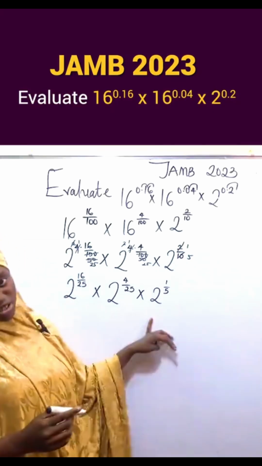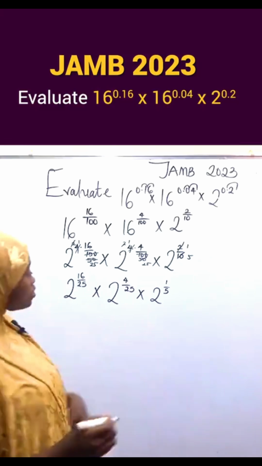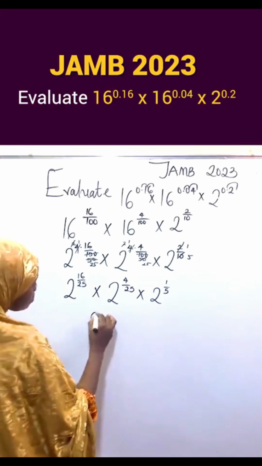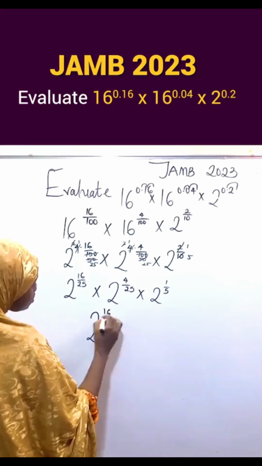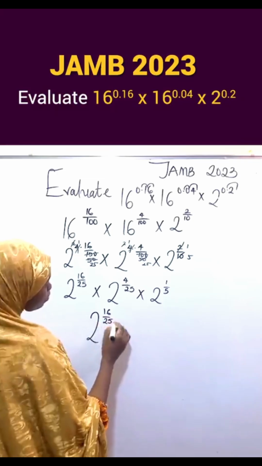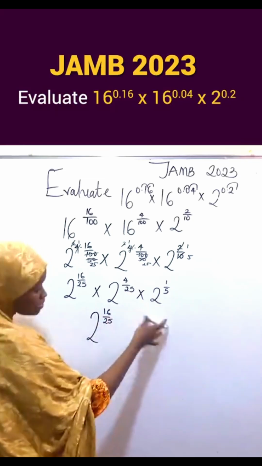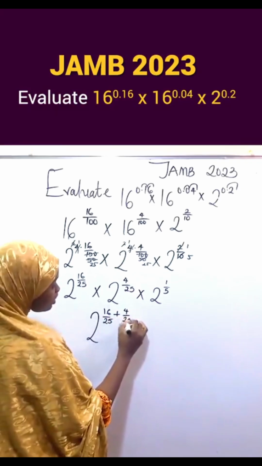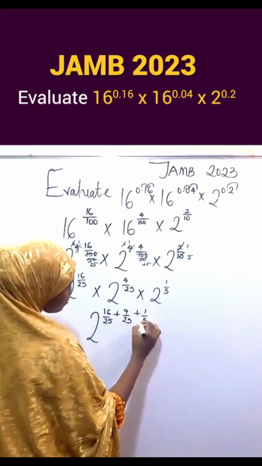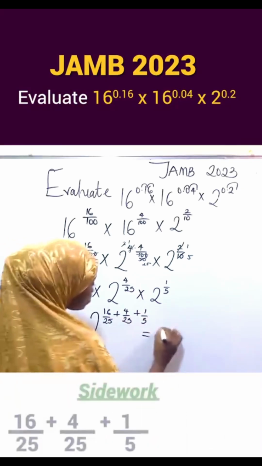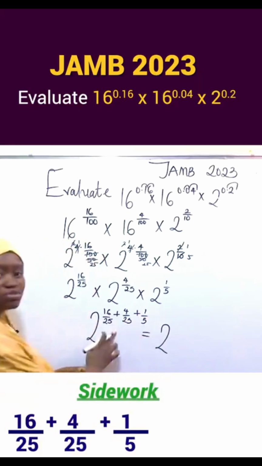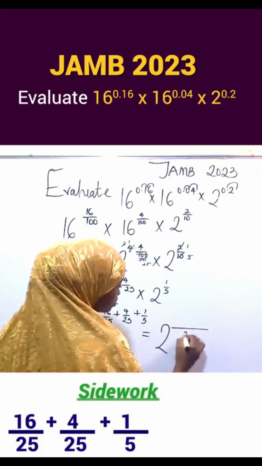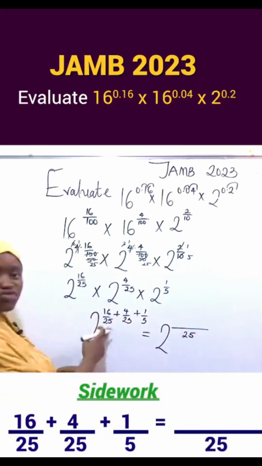As you can see, all the bases are equal, so we can pick them as one. So this becomes 2 to the power of 16 over 25, and from the laws of indices we add all the powers, plus 4 over 25 plus 1 over 5. So this is equal to 2 raised to the power of, the LCM here is 25.